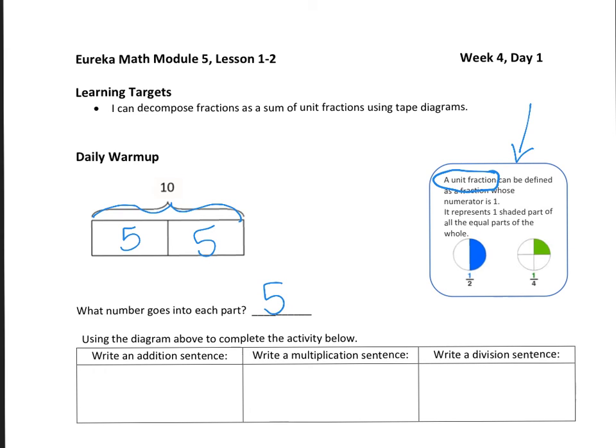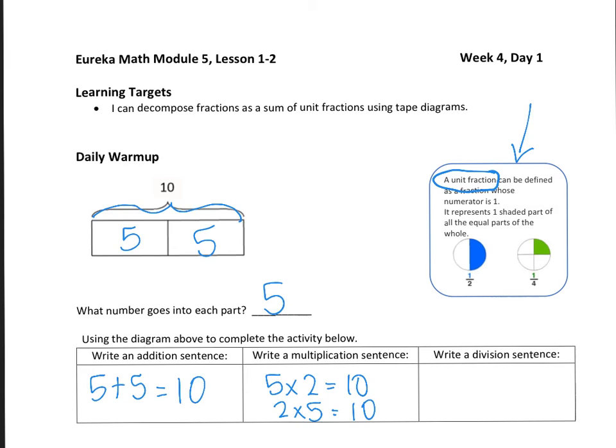And now we're going to use the diagram to complete the activity below. So we want to write an addition sentence that can represent this tape diagram, all right? So I know that we can say 5 plus 5 equals 10. And that's my addition sentence. I also know that we can write a multiplication sentence because I have 2 units of 5. So I can say 5 times 2 equals 10, or you could have written 2 times 5 equals 10.